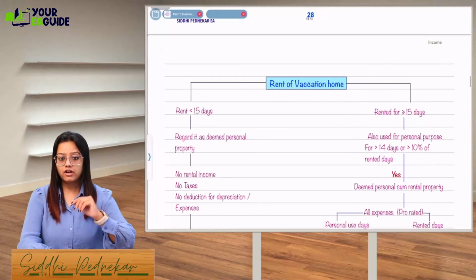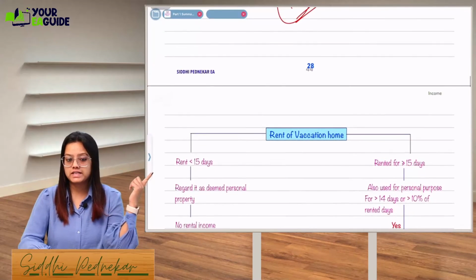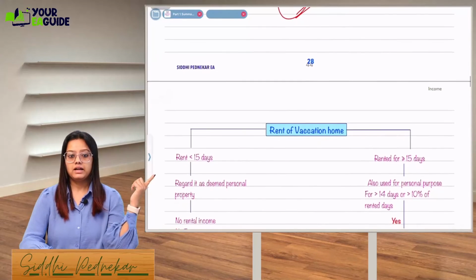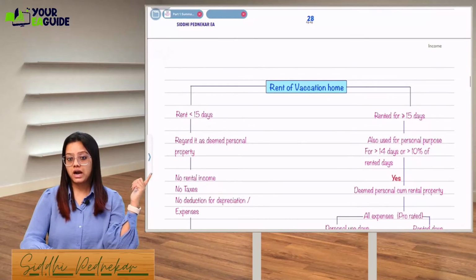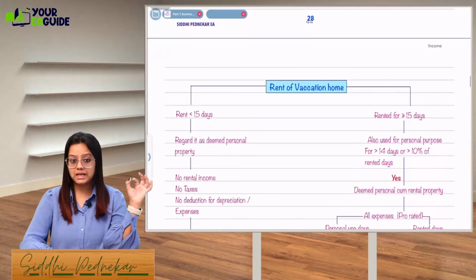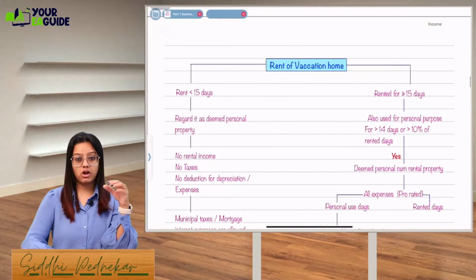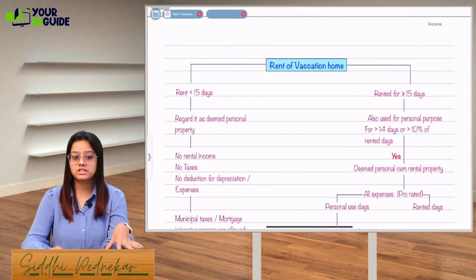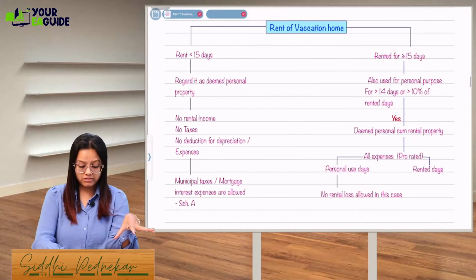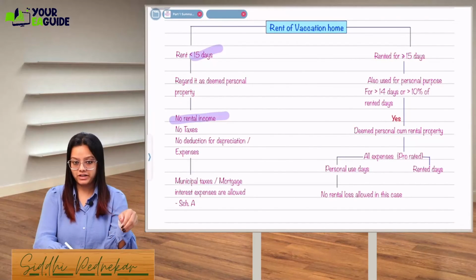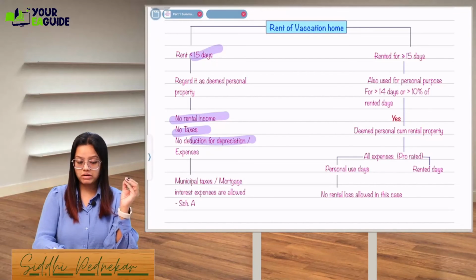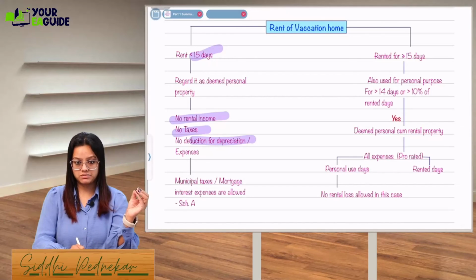Let's say you have rented your property for less than 15 days, and you are going to regard this rental property as a deemed personal property, meaning it will not be called a renting business, it is a personal property. In that case, whatever rent you receive for less than 15 days will not be chargeable to income. No taxes will be allowed to be deducted. No deduction will be allowed for depreciation or any other expense.